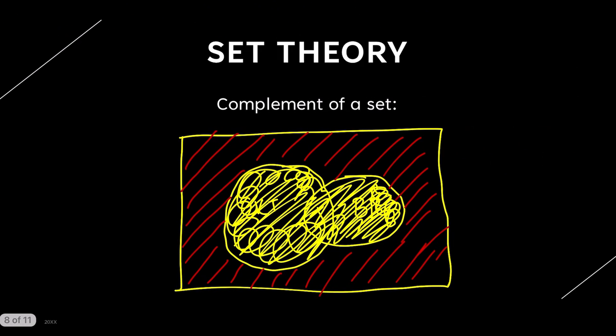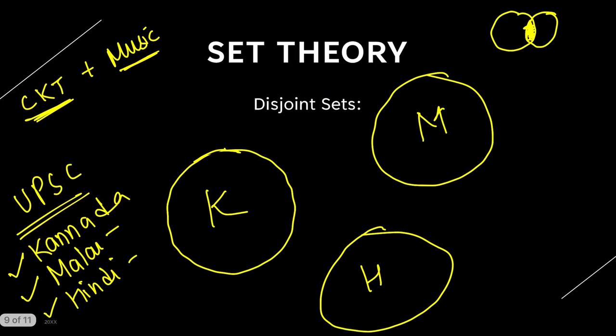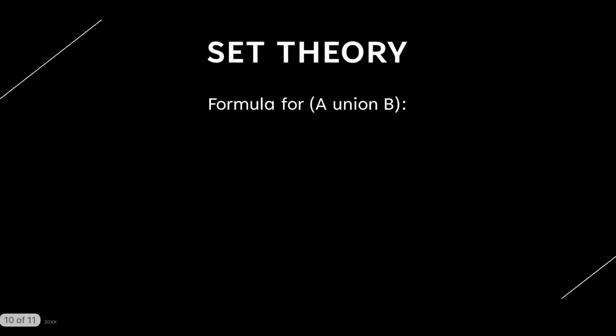Now, complement of a set. If this is a set of students who play basketball, A complement, which is represented by A bar or A superscript C, means those who do not play basketball. A means who play basketball, A bar means who do not play basketball. That is a complement. Disjoint, you have understood? There is no overlap between them.